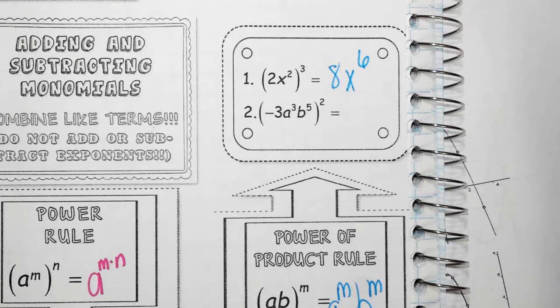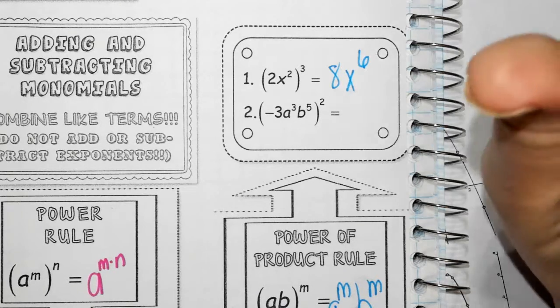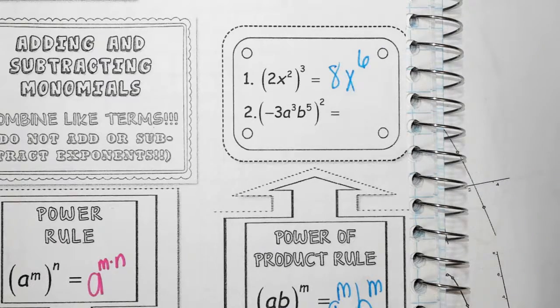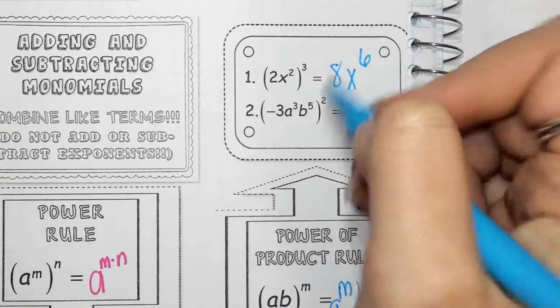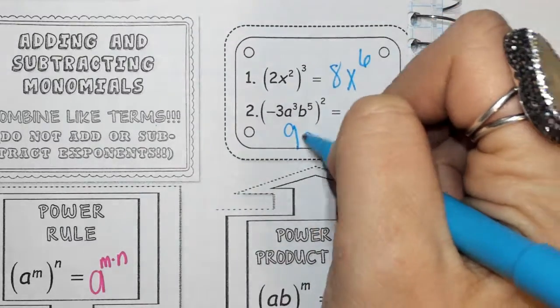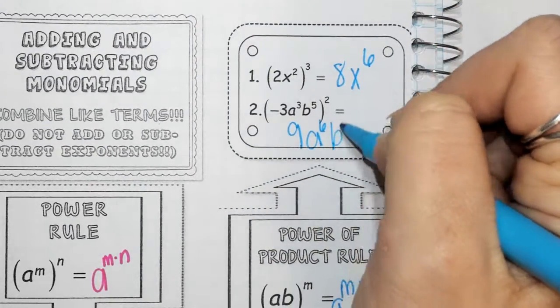So 2 times 2 is 4. I got how you got the 6. 8. 2 cubed. 2 times 2 times 2. Positive 9, because it's inside. All right, I got positive 9 and then a to the 6th power and b to the 6th power. Good. Take a point.